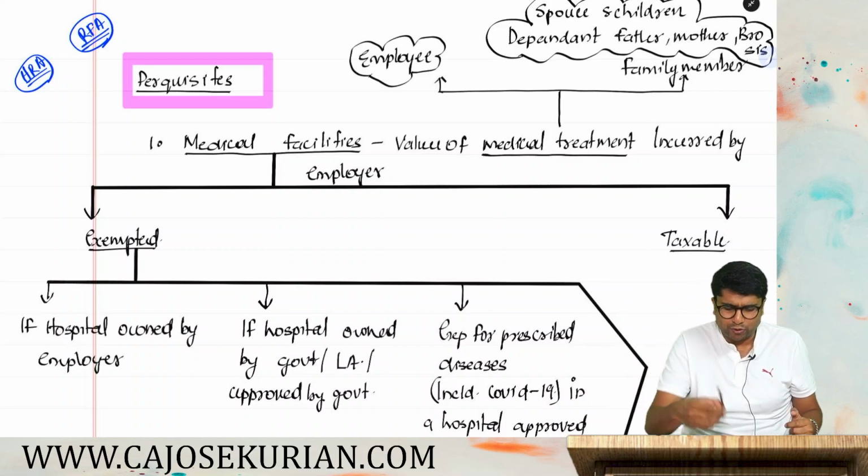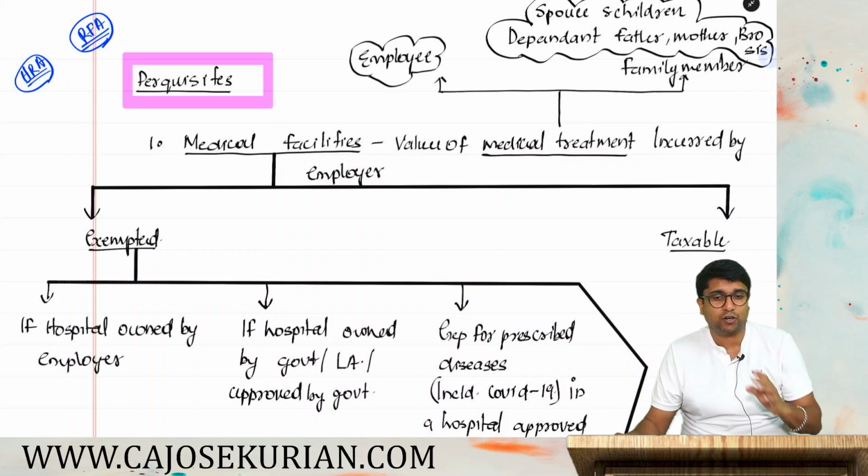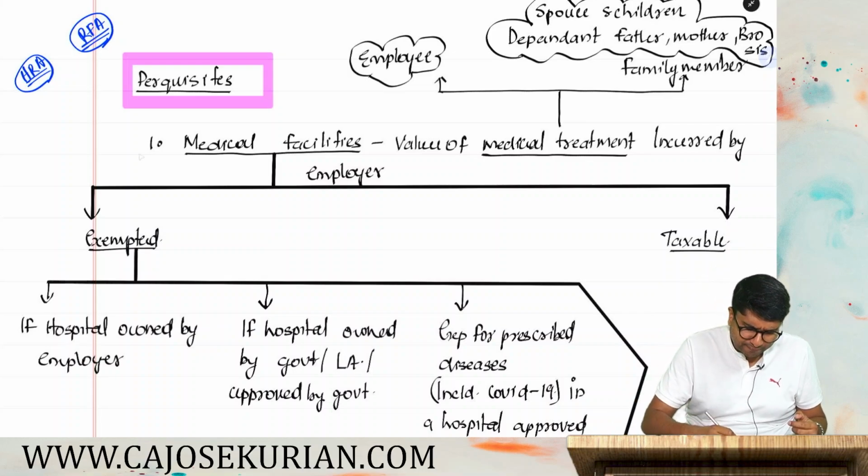That is said to be what? Perquisites. Now we are about to discuss different perquisites, and let's understand how to value these perquisites in accordance with the Income Tax Act 1961. So friends, moving on with the first item, that is medical facilities. What do you mean by medical facility?